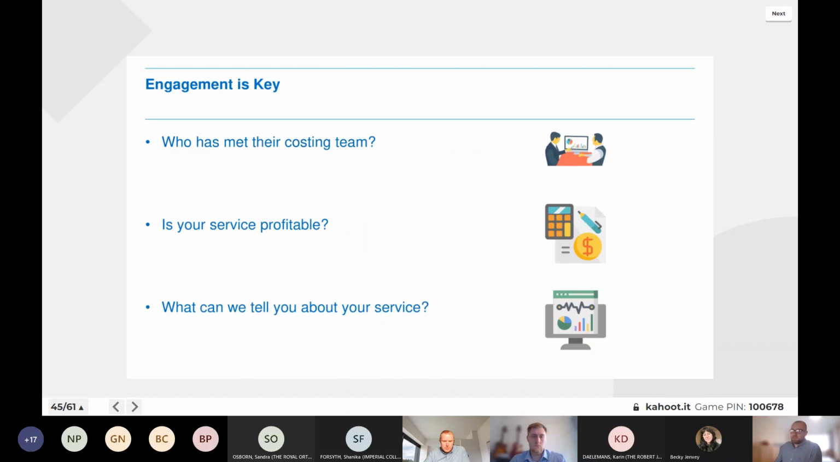So in our experience as a costing team, the best way of improving costing data is through engagement. So we've got a few questions here. The first two are just a quick poll, like we did at the very first one. So that'll just pop up straight away. You'll have 10 seconds to answer that one. And then the third one is a word cloud. And for that one, we're just looking for any data item that you think might be useful to you that isn't just the cost of something.